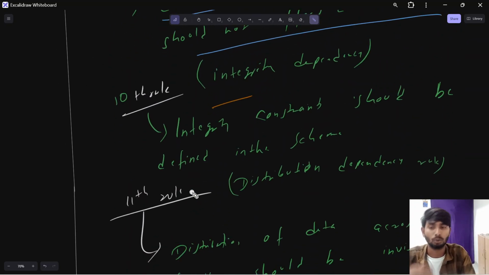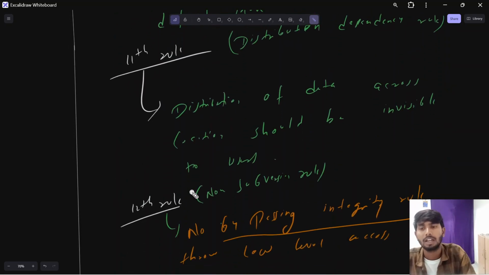Next, the 10th rule, the integrity rule. Integrity constraints should be defined in the schema. That means the constraints are defined in the schema, not in the application code.